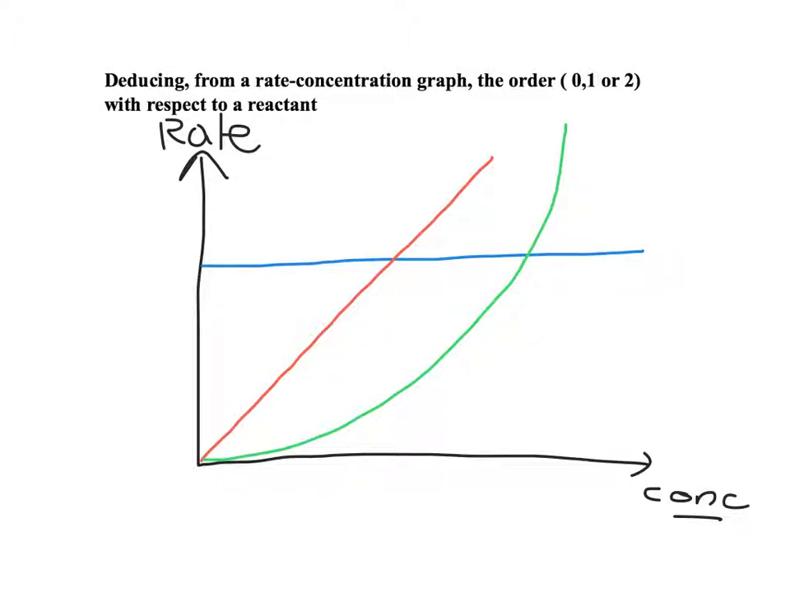So, just in summary, the blue line is zero order, the red line is first order, and the green line is second order. So once you've done your gradients, you've got rates at different concentrations, you can plot a rate concentration graph and you'll be able to tell from there what the order is with respect to that reactant.